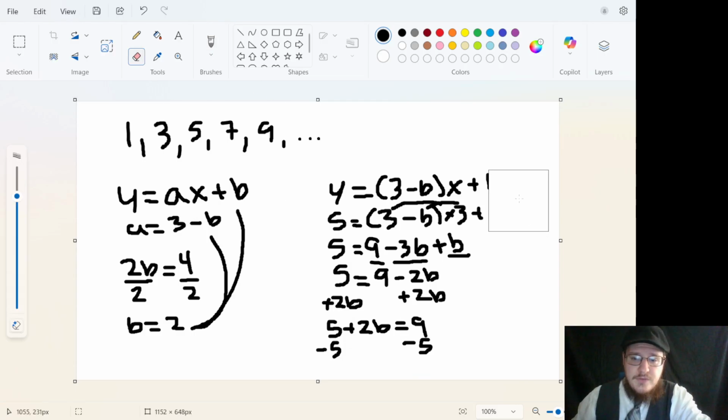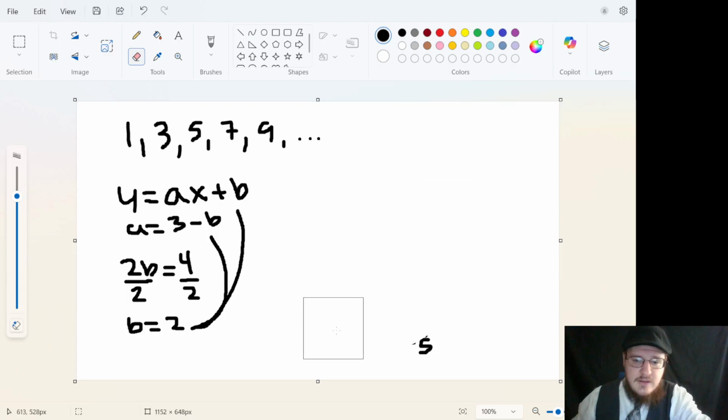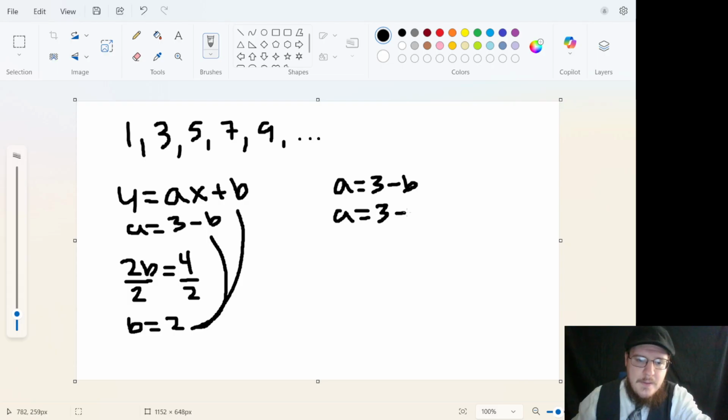So from here, I'm going to take it and plug it in. We have A equal to 3 minus b. A equal to 3 minus 2. That equals 1. Boom. Scale is 1. Pattern constant is 2.